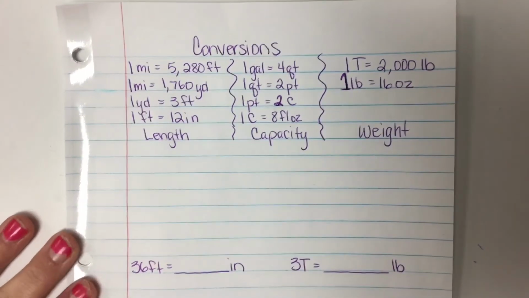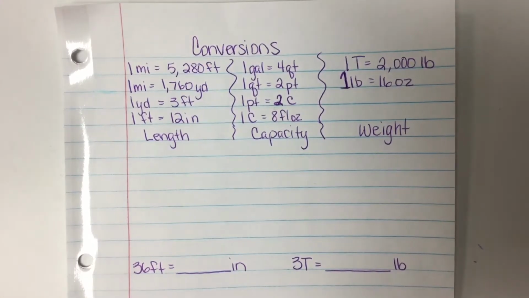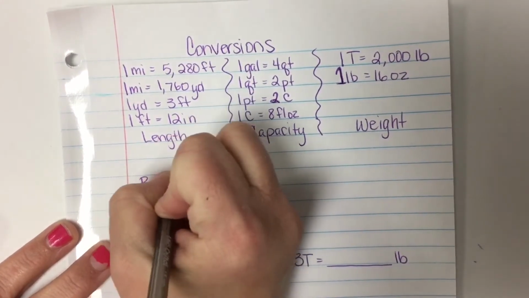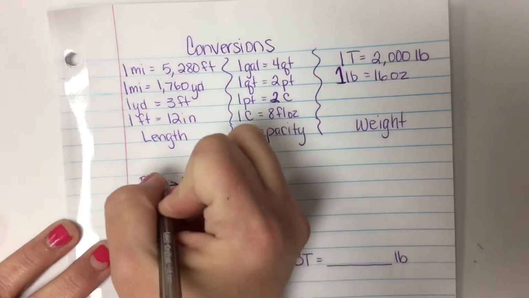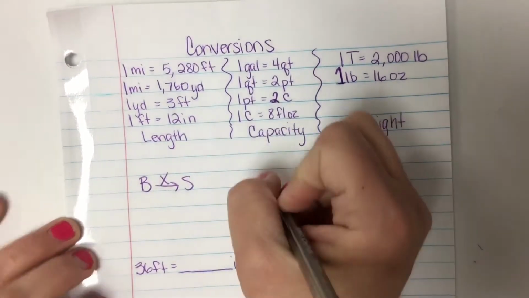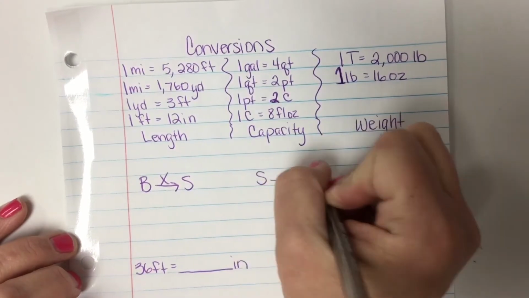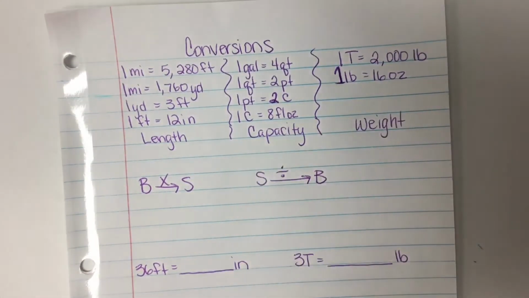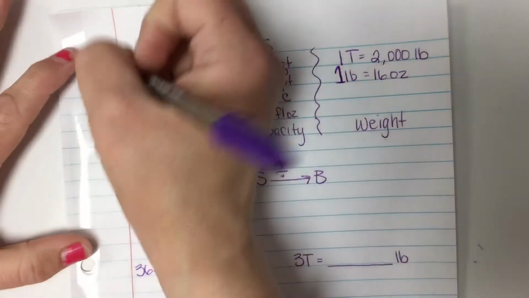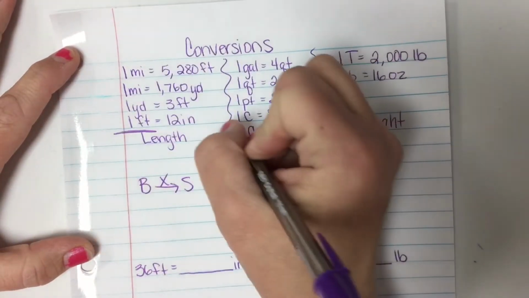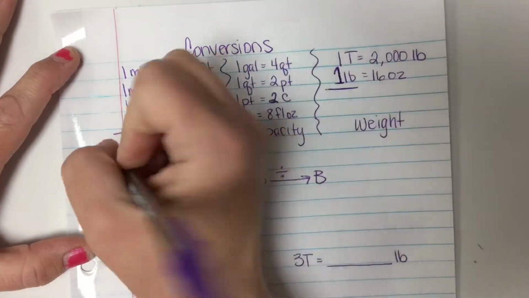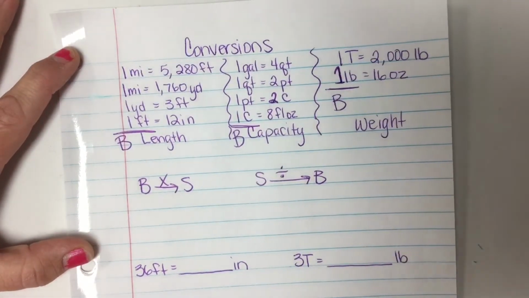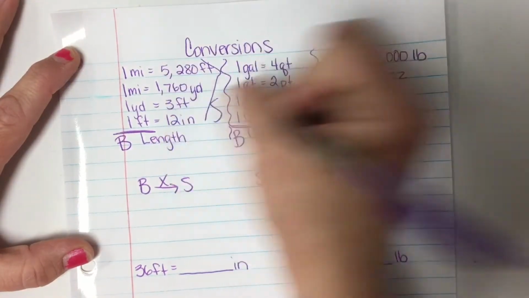Okay, so just a quick little reminder, if you're converting from a big measurement to a small measurement, you're going to multiply. If you're converting from a small measurement to a big measurement, you're gonna divide. Also remember that all of these on the left hand side are your big measurements, and all of these on this side are your small measurements.